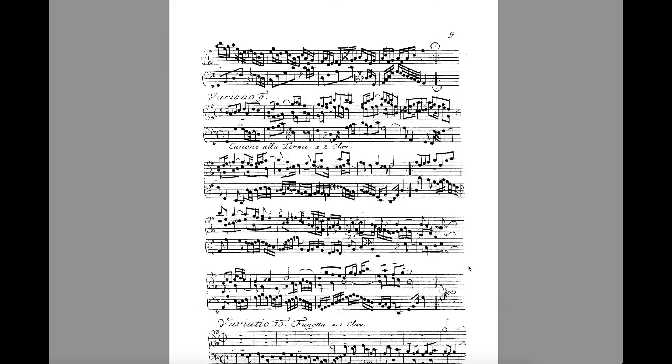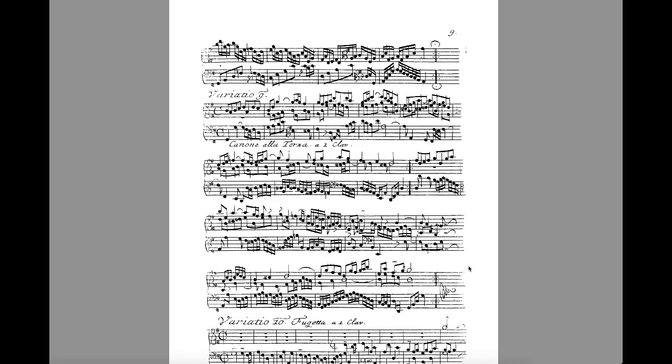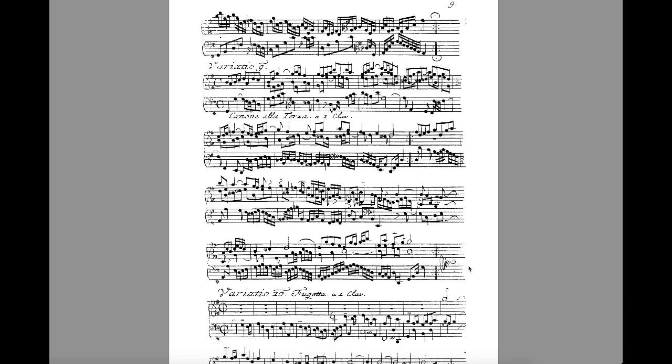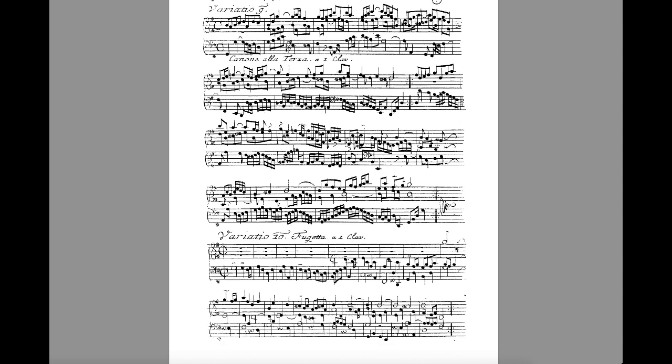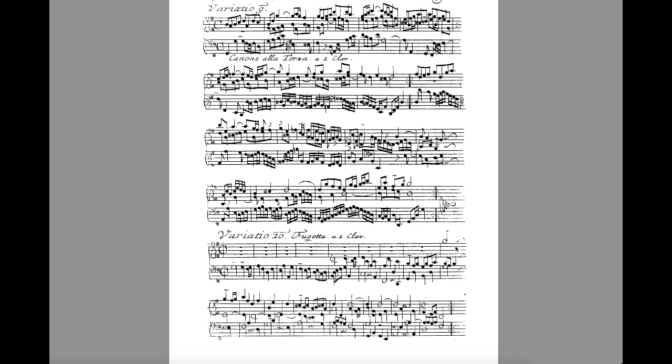Now, going into variation 9, we see canon at the third. So variation 9 here ends right here. No fermata, but he has a squiggly line here. Notice that whenever he has a fermata, he doesn't have a squiggly line.